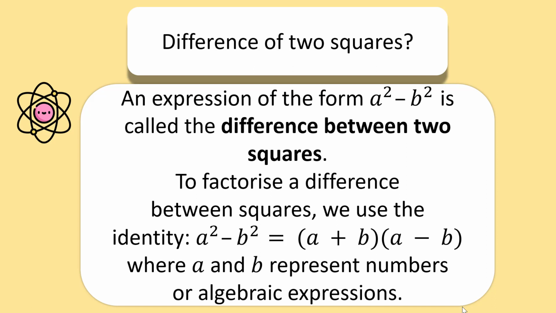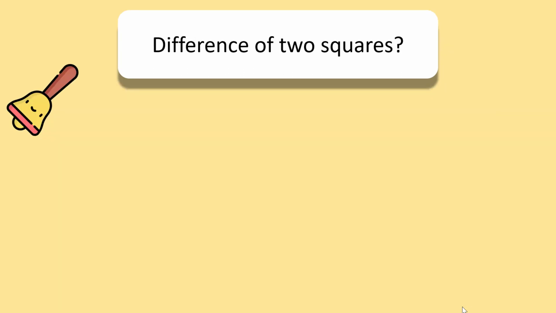To factorize a difference between two squares, we use the identity a squared minus b squared, and it forms two brackets: a plus b times a minus b, where a and b represent numbers or algebraic expressions. Let's check your understanding of the definition by looking at an example.